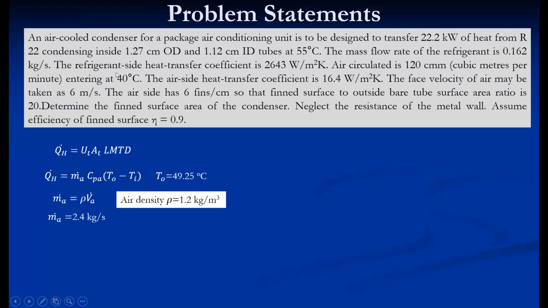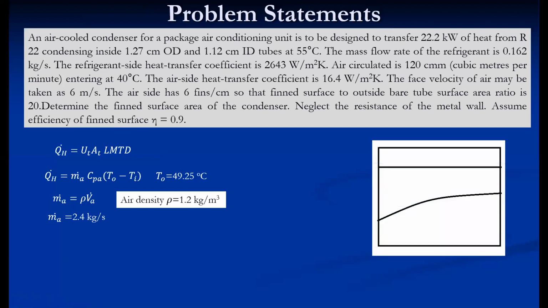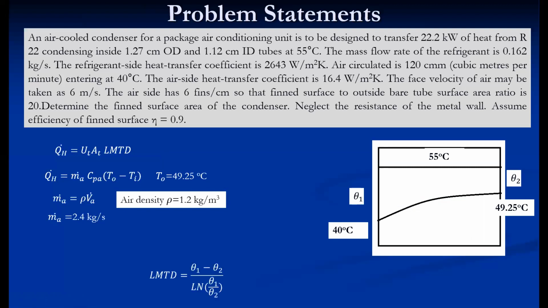So now we have all the temperatures. Actually, three temperatures are required for condensing and evaporating cases. So the condensing temperature is known to us, and air entering and leaving temperatures are known to us. So accordingly, this is 40 degrees Celsius air in, 49.25 degrees Celsius air out, and 55 degrees Celsius condensing temperature. So theta 1 is the difference between condensing temperature and entering temperature. Theta 2 is the difference between condensing temperature and leaving temperature. So LMTD we can obtain. So LMTD we obtain. Now we calculate U_T.